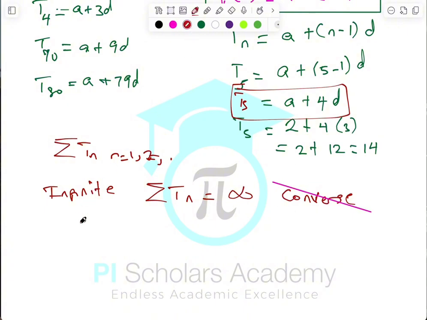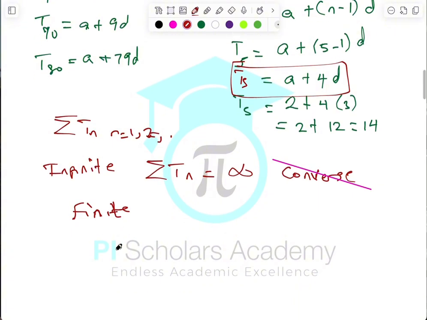But if they are finite, then we can be sure that they will converge. In fact, any sequence that converges will always have a value of sum. That is, the sum will always converge as well. Any sequence that is finite will always converge. Any sequence that is finite, their sum will always converge.